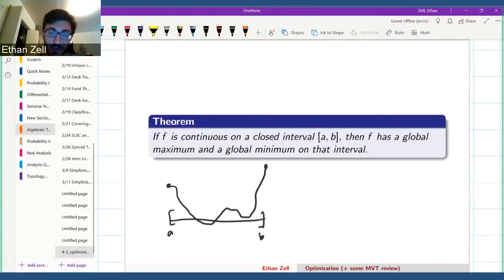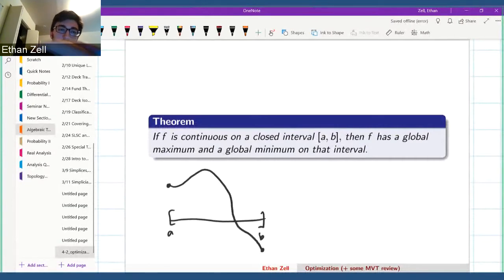I guess I could draw a more interesting function too. I could draw maybe something like that. And now we have a global max right in the middle here, and we have a global min right on the end.